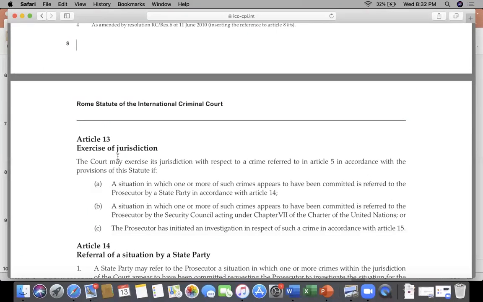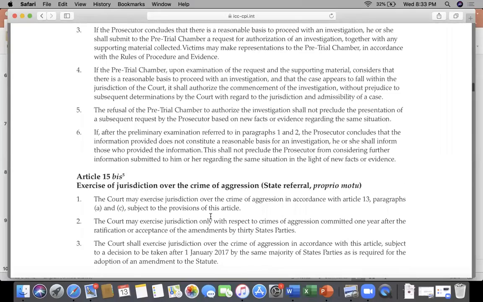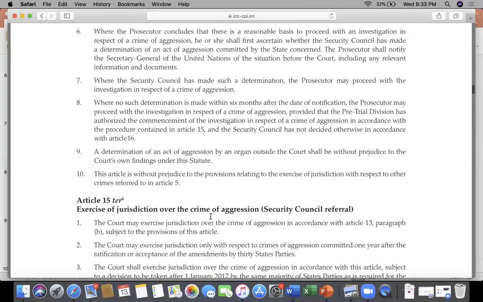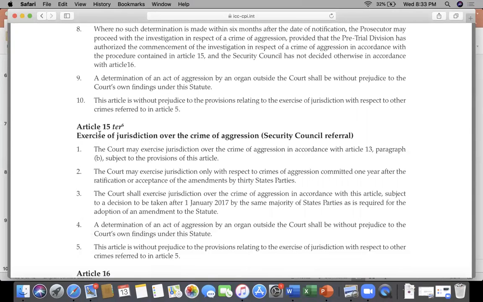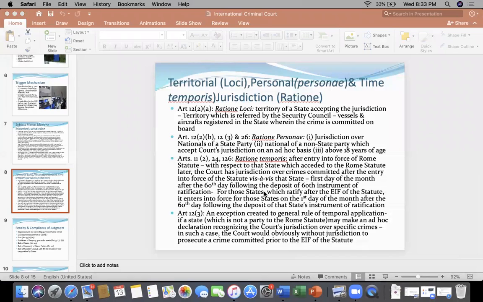So you see, this is the jurisdiction. The court may exercise jurisdiction when a situation in which one or more such crimes have been committed is referred by the prosecutor or by the Security Council. So if Security Council has referred a matter, then also the ICC can have jurisdiction. And then Article 15 also says that the court shall exercise jurisdiction over any kind of crimes which are committed, and then Security Council's referral. After that, ICC can have jurisdiction.